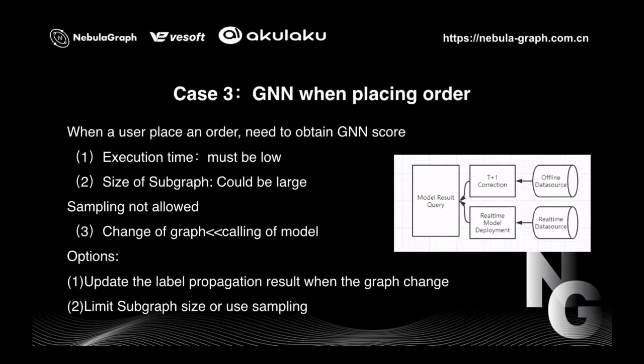And also we have the same requirements from our business side. We have a very strict limit of execution time within 200 milliseconds, and the size of the graph could be large because sampling is still not allowed. And we also have the same problem, the same configuration. The change of the graph is significantly lower than the number of orders, I should say the number of orders of the model. So still, we choose the same solution.